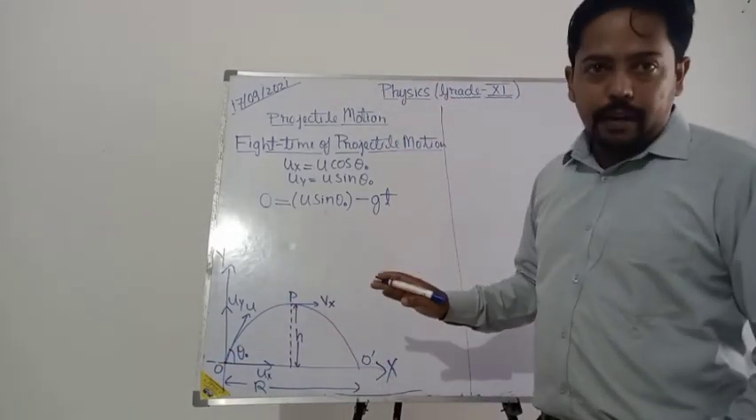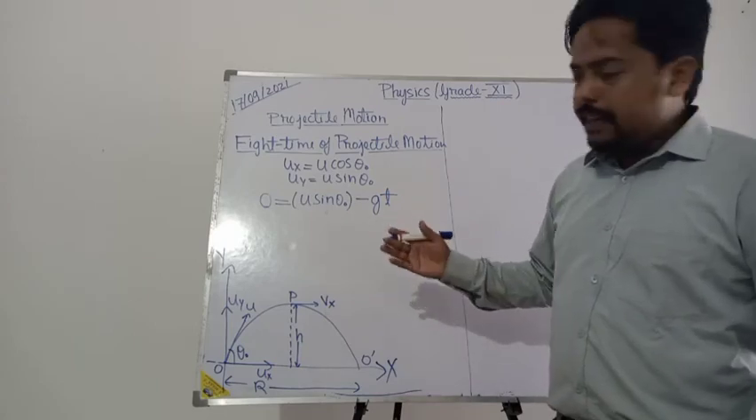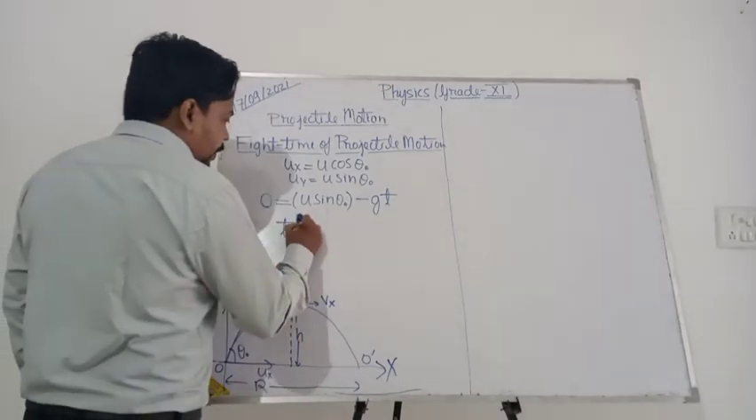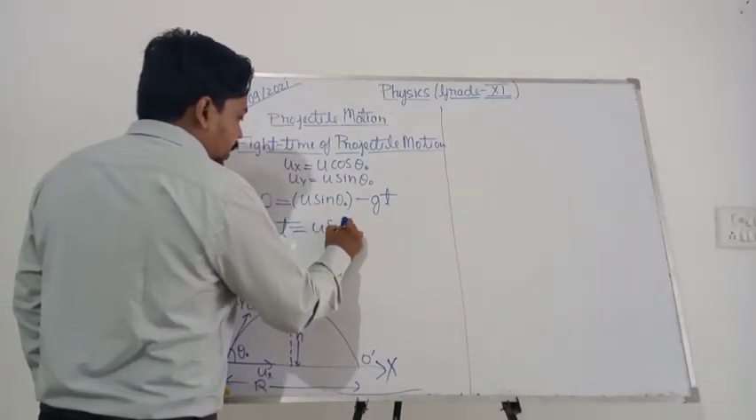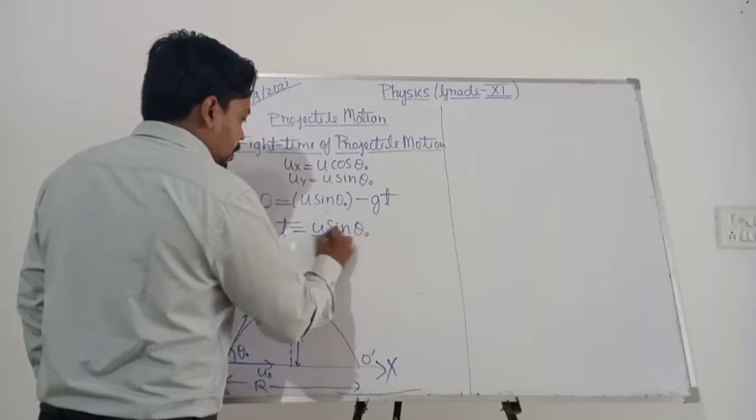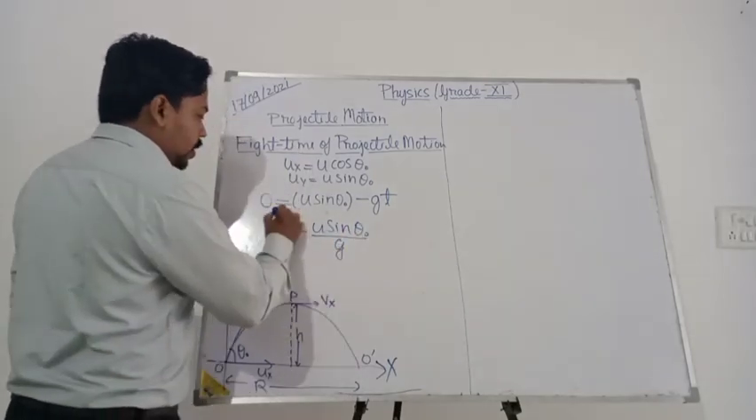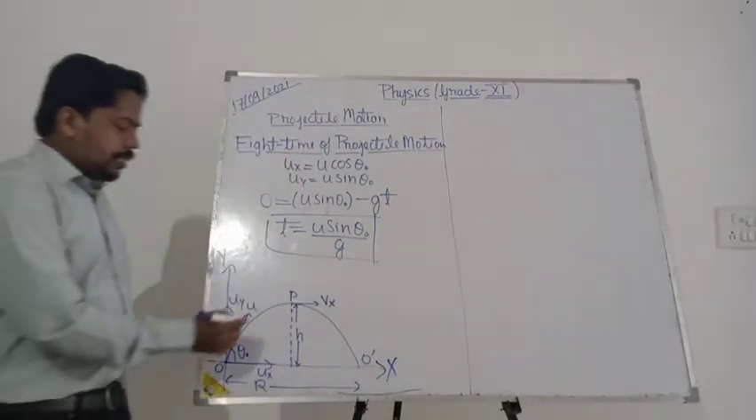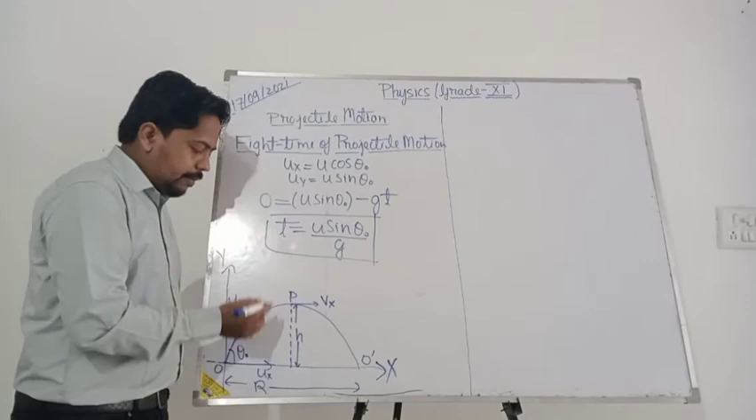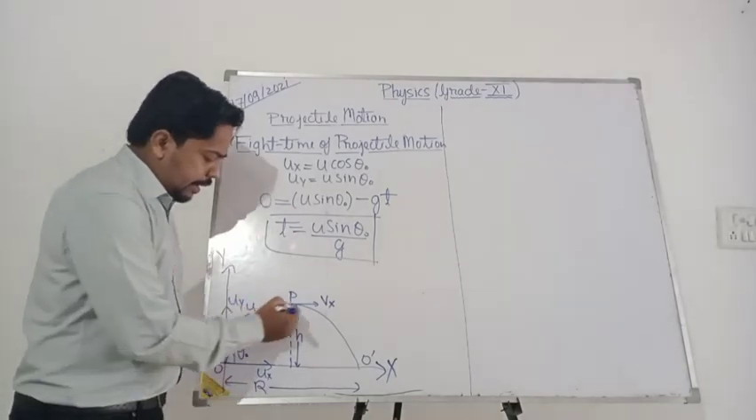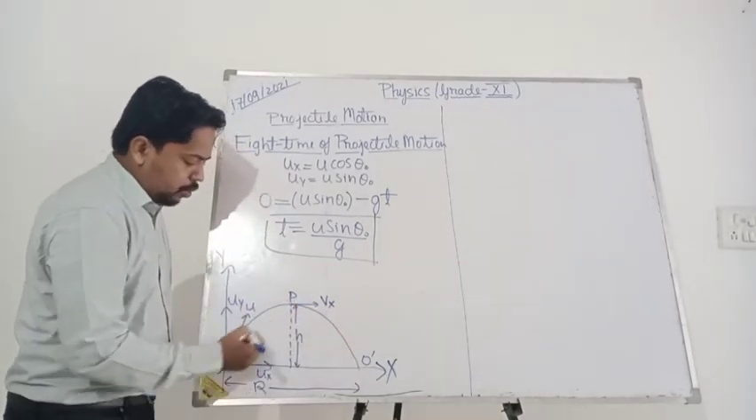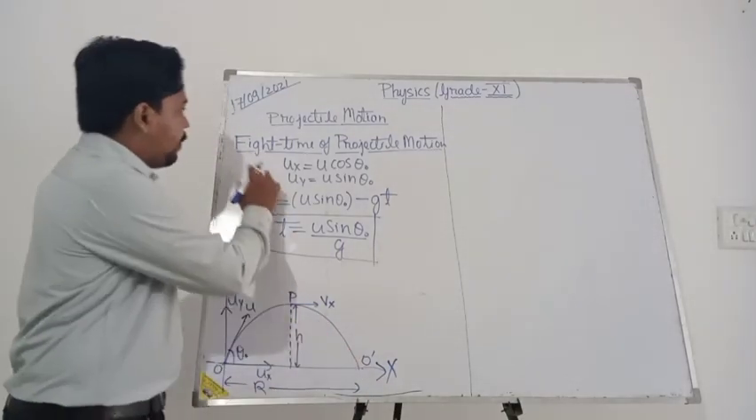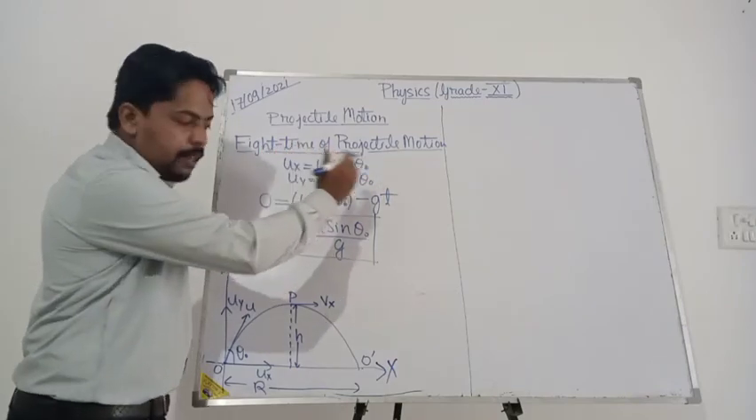So that time we will be calculating here. For calculation of that time, let's see. So t comes out to be u sin theta naught upon g. This is the time we will be getting from here. And if we just double this time, then we will know the entire time which a particle will take to cover this entire projectile motion from point O to point O dash. That will be the flight time of the projectile motion.